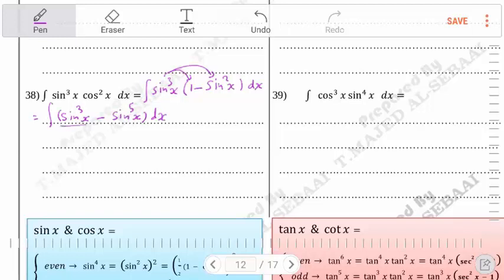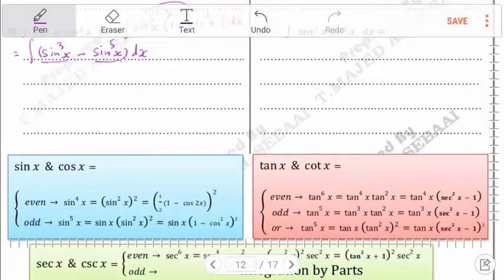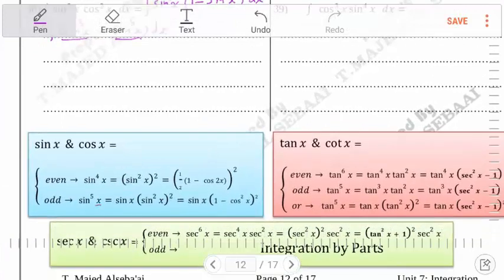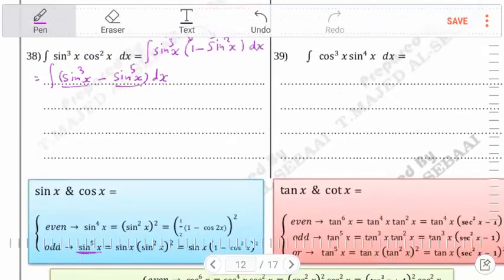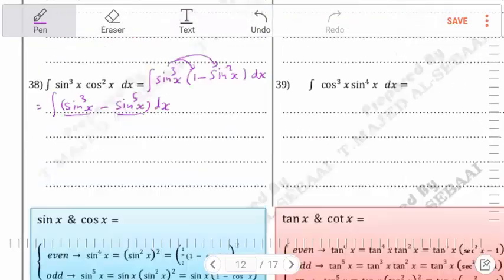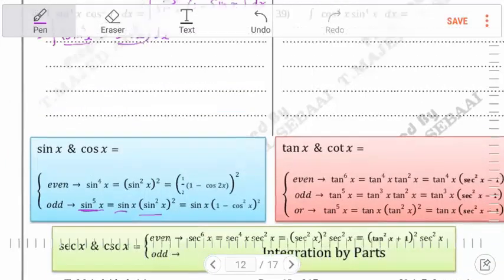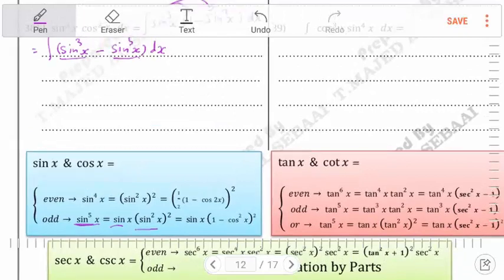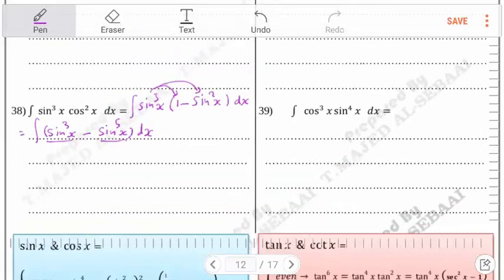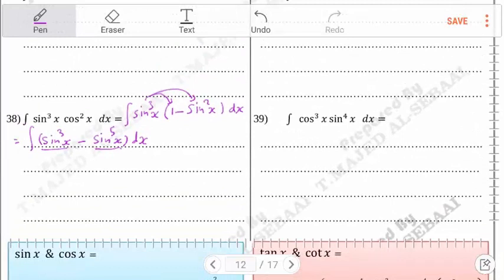Now you can find this, and you can find this, by using this technique. You understand? You can go by using that technique. The 3 will be sine and sine squared, and the 5 will be sine and sine squared all squared. Okay. The next question I will leave it for you. So we can go to the next page.